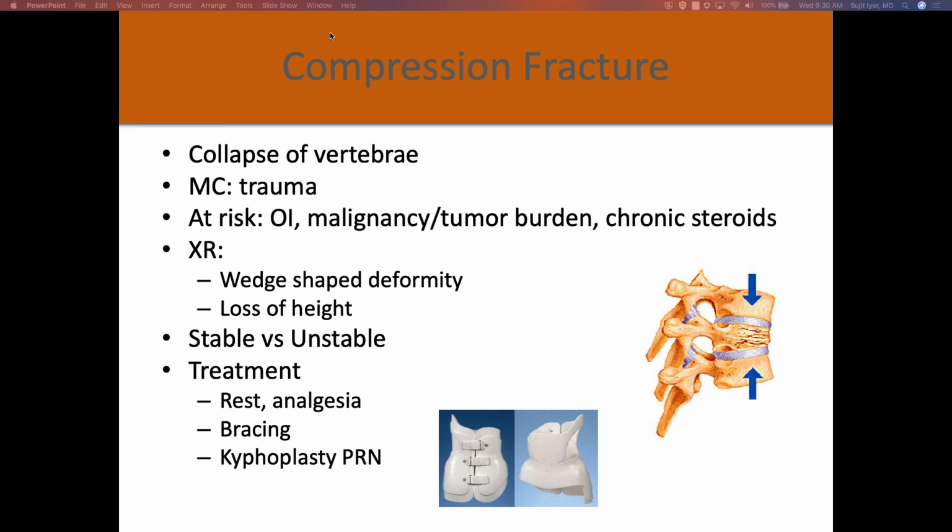And then unstable ones are ones that involve multiple levels, so there are multiple compression fractures. And then as well, if there's a greater than 50% loss of height associated with it, or there's a rotational deformity, then those are considered unstable compared to stable. The treatment is mostly supportive, so rest, pain control, as well as bracing, and then if needed, kyphoplasty, where they will inject bone cement into that vertebral body to help with pain relief.